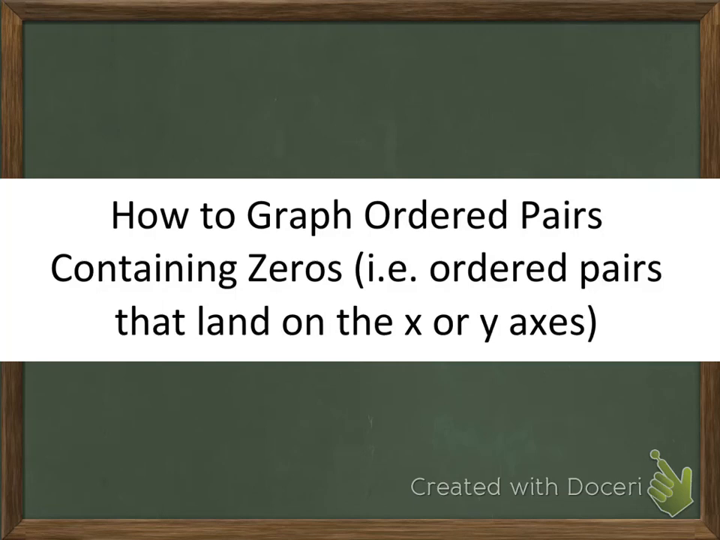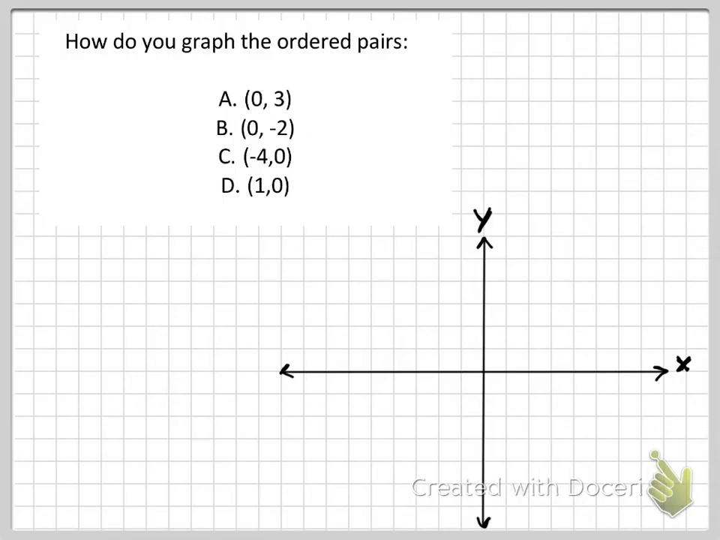Welcome to this video on how to graph ordered pairs containing zeros. In other words, ordered pairs that land on the x or y axes. Let's begin. How do we graph the following ordered pairs? Well, notice here you already have an axis. You can see the x-axis and the y-axis, and we need to graph these four ordered pairs.